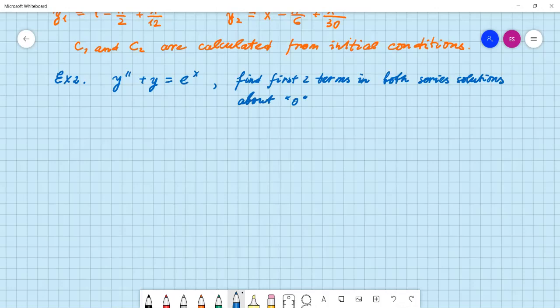Well, again, you can use the same idea we used for coefficients, right? We do have an exponential function. We can represent it as a series.